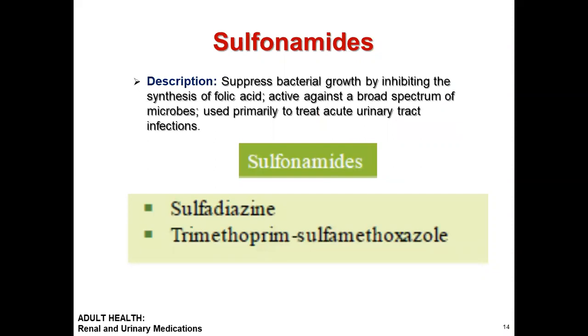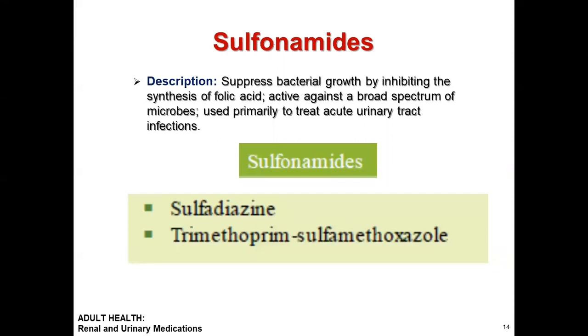What are the next medications? They are called sulfonamides. They suppress bacterial growth by inhibiting the synthesis of folic acid. They are also active against a broad spectrum of microbes and are used primarily to treat acute urinary tract infection. There are 3 points we learn here. Sulfonamide is a broad spectrum antibiotic. It is effective against gram-positive and gram-negative organisms. And sulfonamide is the drug of choice to treat acute urinary tract infection.